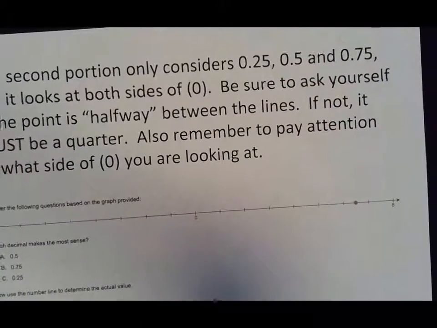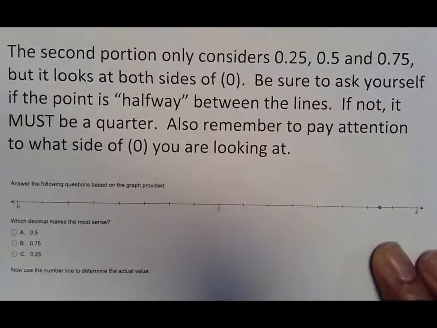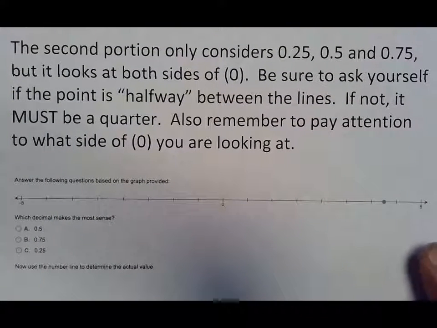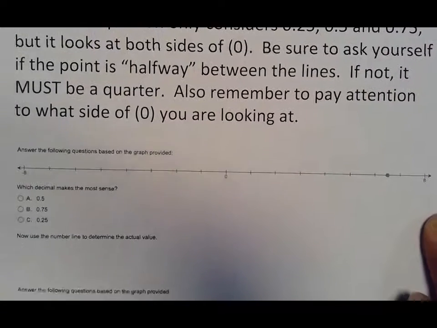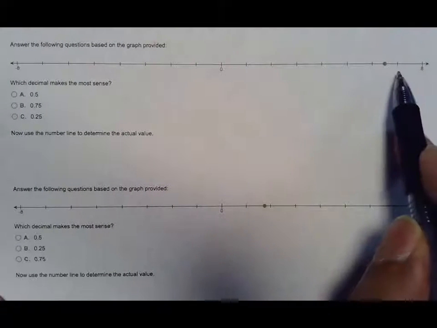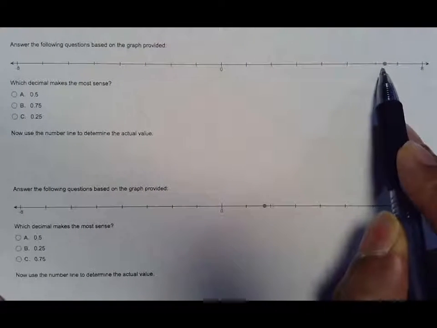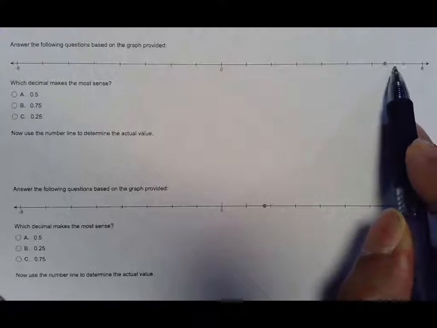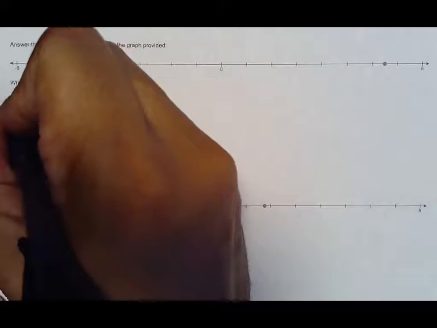All right. Second portion of problems only uses the 0.5, the 0.25, and the 0.75, but it does look at both sides of 0. Just be sure to ask yourself if it's halfway. If not, it has to be a quarter. And remember to pay attention to what side of 0 you're looking at, because that's where you're counting from. So looking at this, again, trusting your instincts, you should be able to trust that that's a halfway point between these two marks. All right, so that's definitely a 0.5.